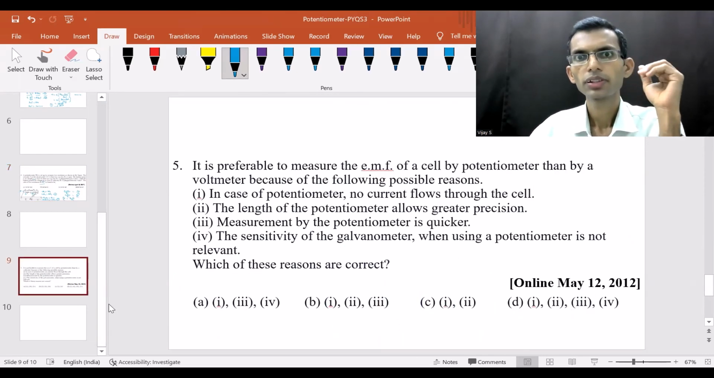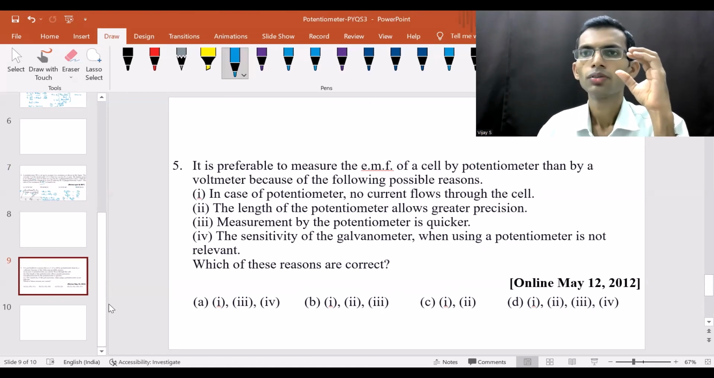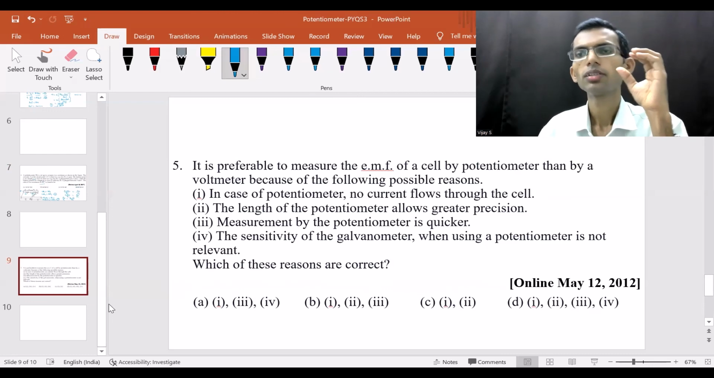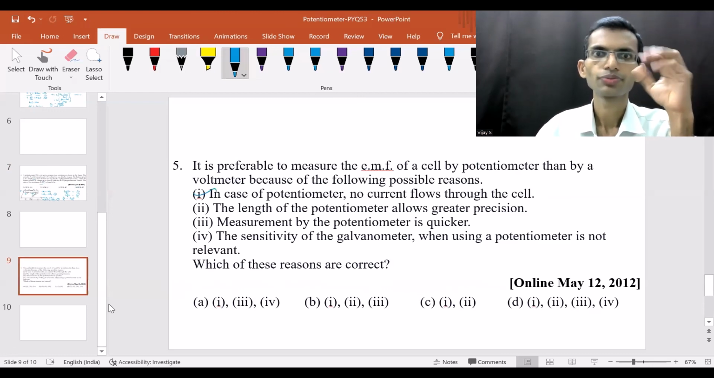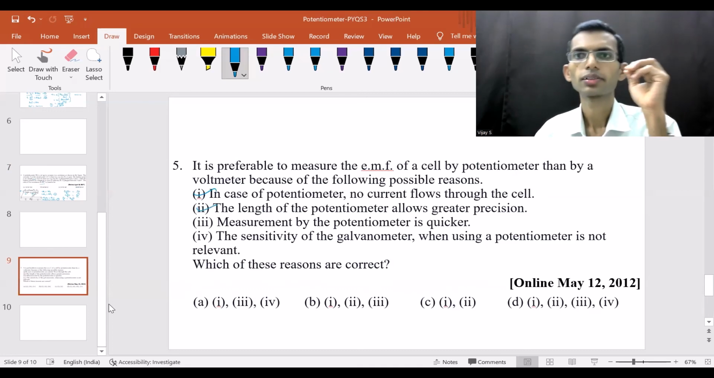It is preferable to measure the e.m.f of a cell by potentiometer than by a voltmeter because of the following possible reasons. In case of potentiometer, no current flows through the cell. Correct. So we know that for cell case, at the time of measurement, current drawn by the cell is 0. So that means this is correct one. The length of the potentiometer allows greater precision. Correct. This is also correct.